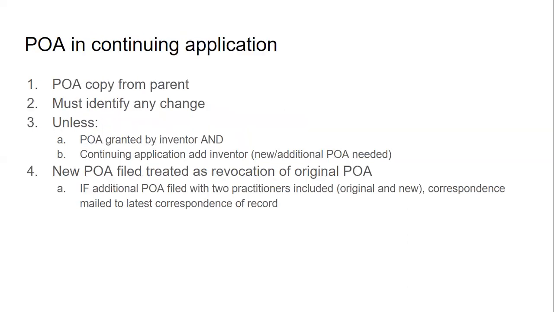So then in a continuing application, you can use a power of attorney copy from the parent and must identify any change. And you can do that unless the power of attorney was granted by the inventor and the continuing application added an inventor. So in that case, you would need a new or additional power of attorney, and the other one would not work any further. It's also treated, if there's a new one filed, as a revocation of that original one.